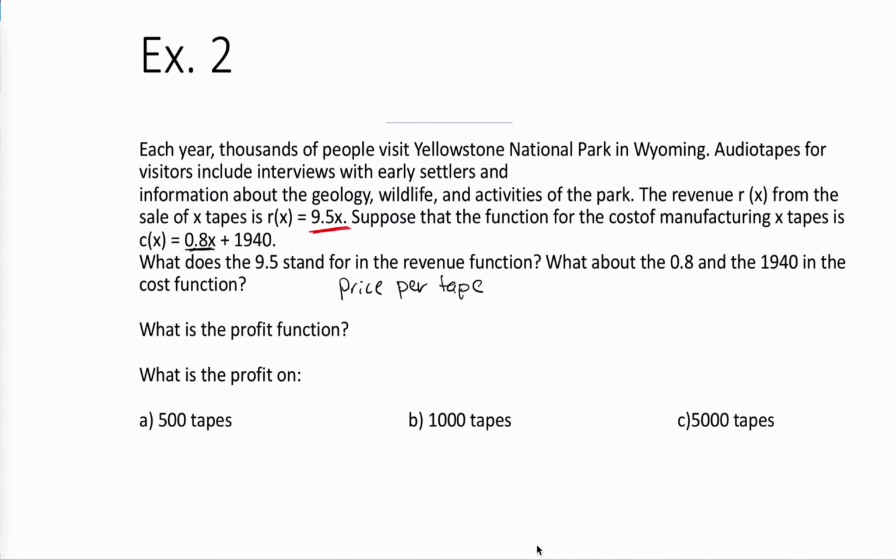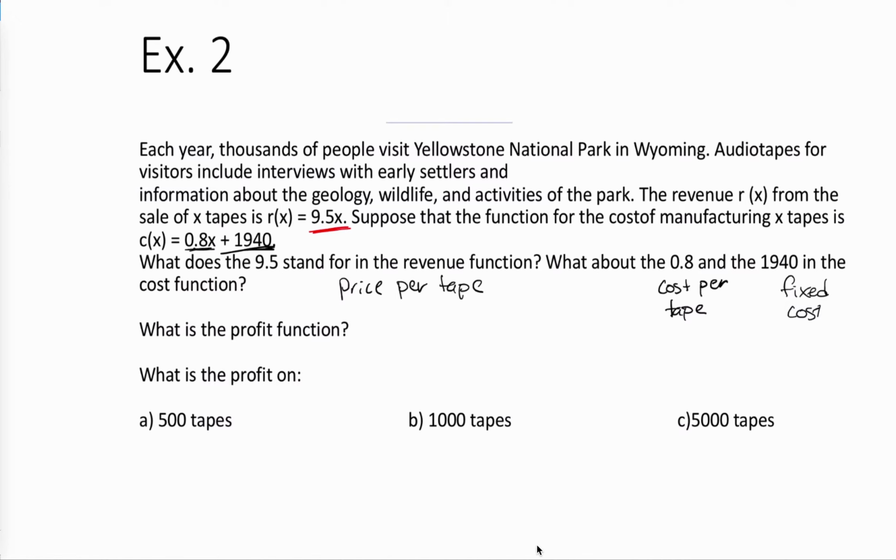Similarly, in the cost function, the 0.8 is the cost per tape to produce them. And the 1940 is what's called a fixed cost. You have to pay that $1,940 even if you don't produce any tapes. So even if you produce 0 tapes, you have to pay that fixed cost.